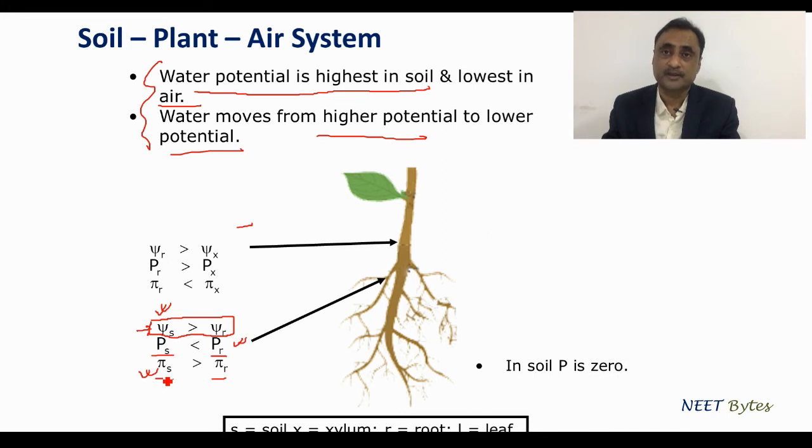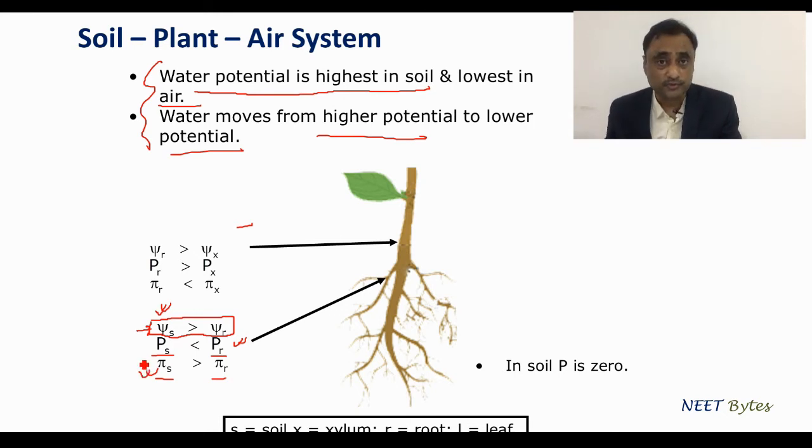Okay. Have a look at the second case. In the second case, we are going to compare the root with the xylem, because water is going to move from root to xylem. It is obvious that water chemical potential of root will be more than xylem, because water is flowing from root to xylem and water flows from higher potential to lower potential, right? What about the pressure? We know very well, xylem has a negative pressure potential due to excessive suction pressure. So pressure potential of root will be more.